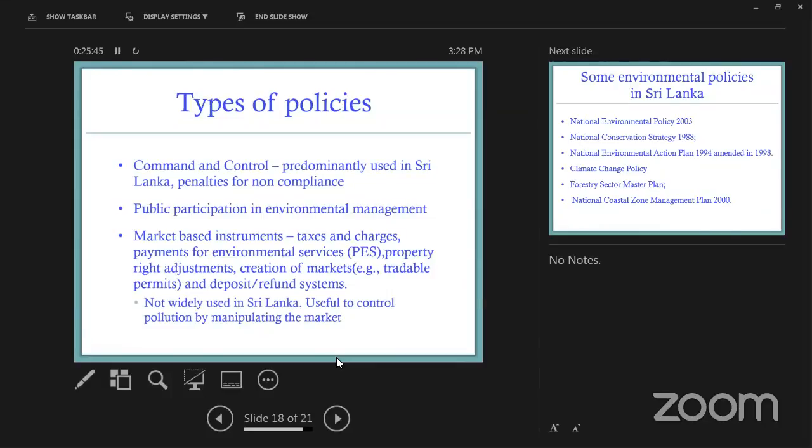Then you have market-based instruments. These are mostly used for pollution purposes and so on. Taxes and charges, subsidies, payments for environmental services. These are not widely used in Sri Lanka. We haven't quite reached that level of sophistication, I think. And we are a very small country. We are not heavily industrialized. So we don't have much of these market-based instruments. But many other countries are amending their laws and policies to be based on this kind of strategy.